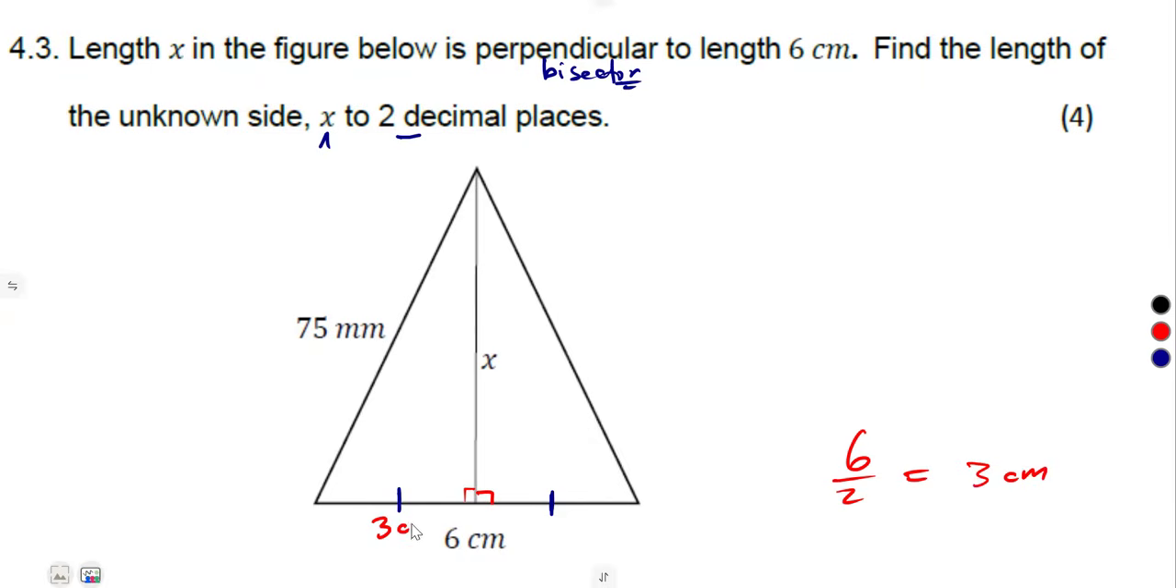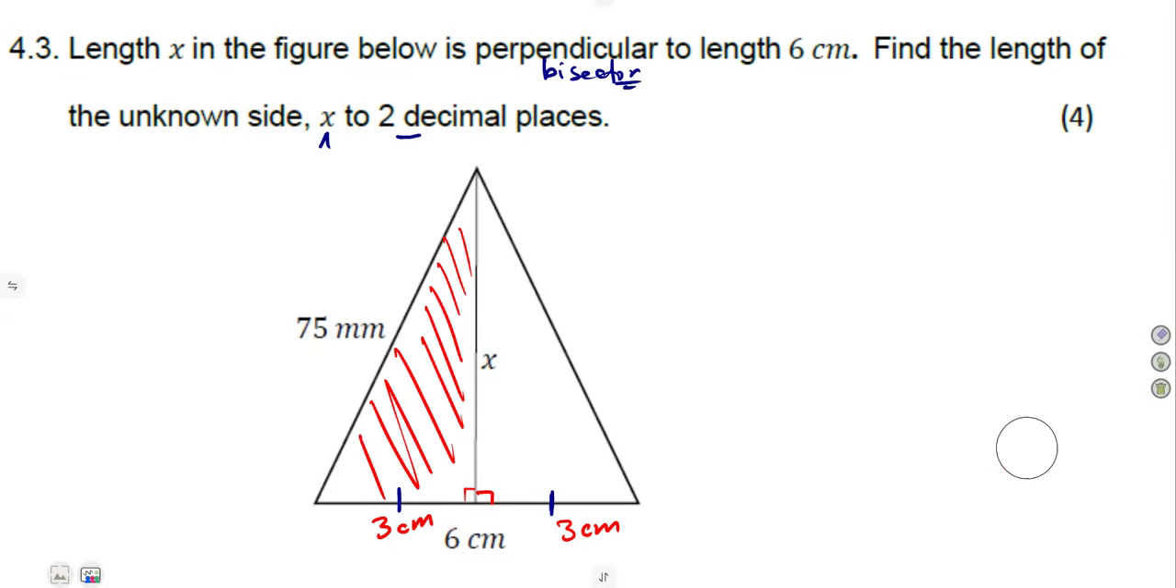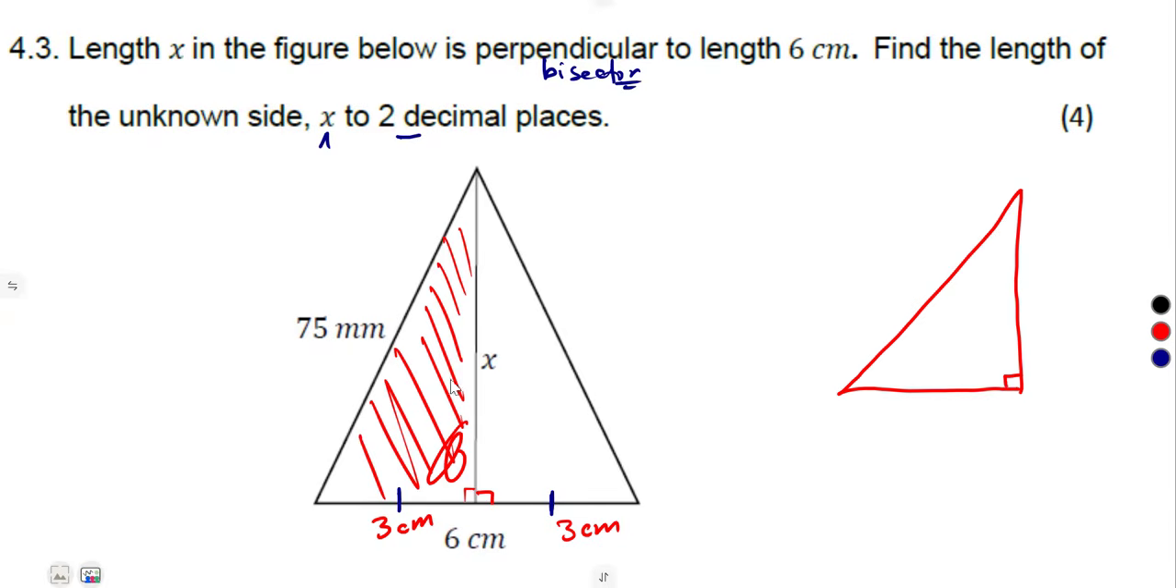So there is a 3 centimeter side here. Taking one triangle that we are given, because these two triangles will be identical, exactly the same, instead of having confusion that you are working with the other triangle, you just work with one triangle, right? Working with this triangle, you can see that there is 75 millimeters.